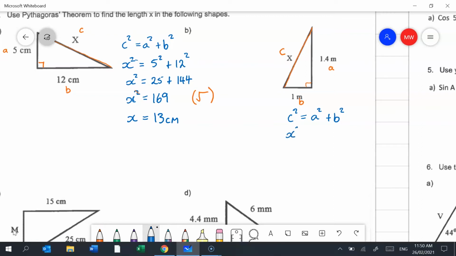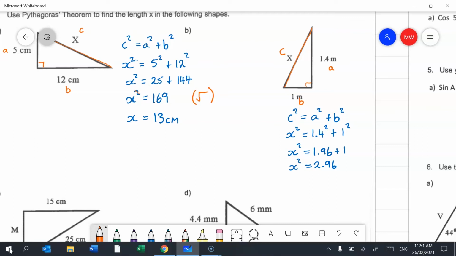So c becomes an x, a might become the 1.4 in this case, as per the drawing. And b has become the 1 squared. So now we've got x squared equals 1.4 squared, which is 1.96, and 1 squared, which is 1. So x squared is 2.96. And at this stage, we're switching to the balance method.